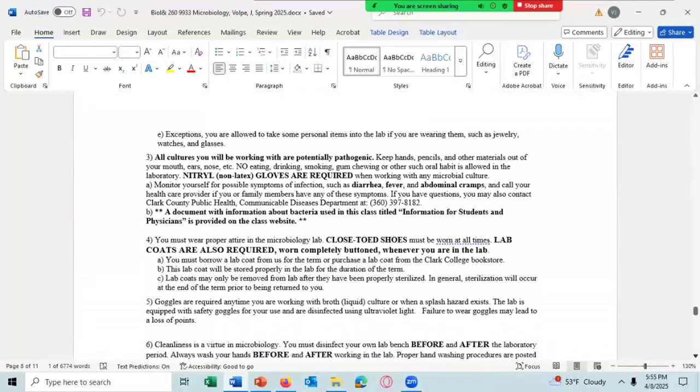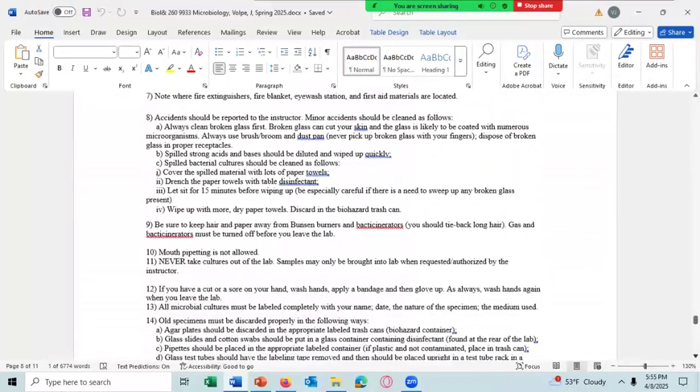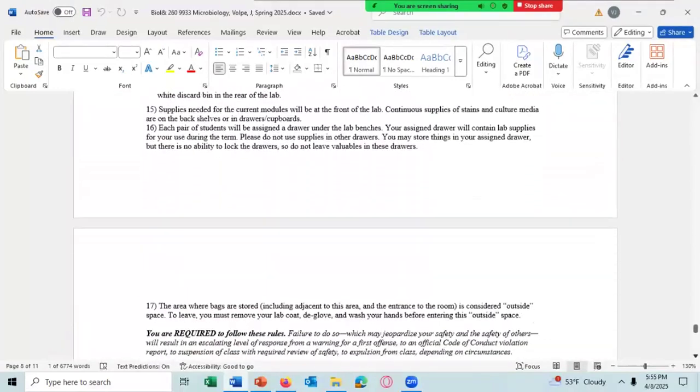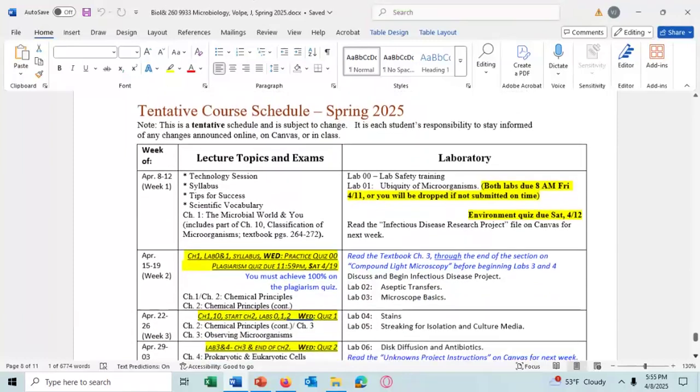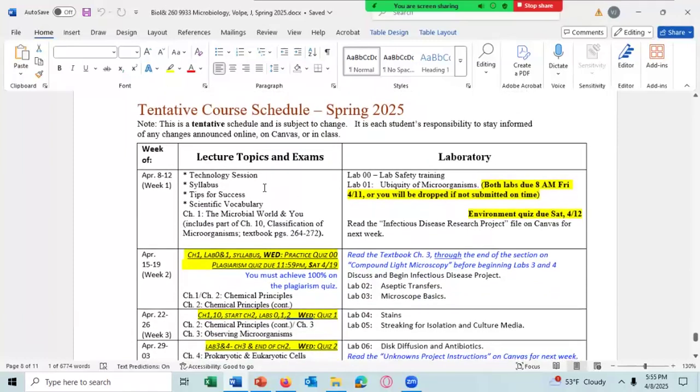And then we have our schedule of classes. On the left side, we have the lecture. The very most last, we've got the week 1, April 8th to the 12th, Tuesday to Saturday, and then the topics we're supposed to be covering. And then on the right side, we have the laboratory. I'll talk about this in the lab.